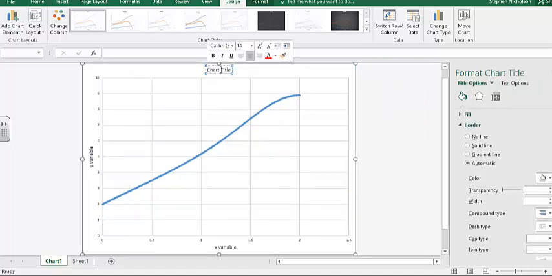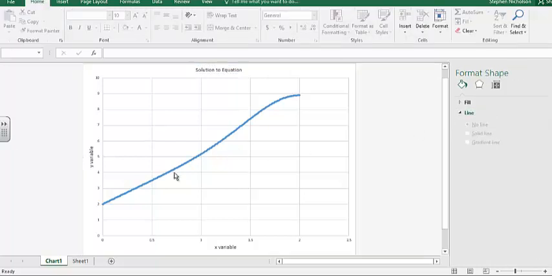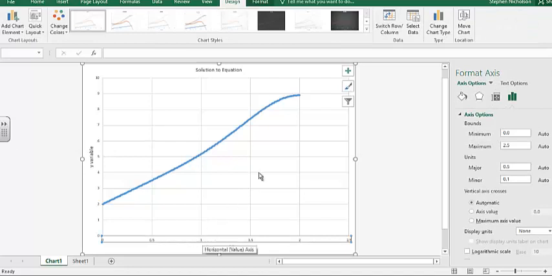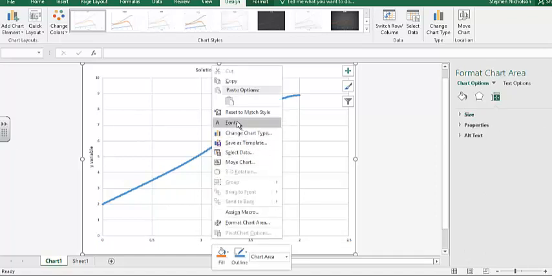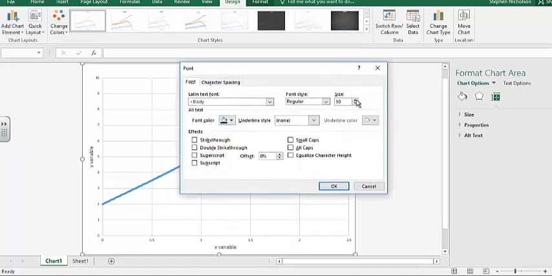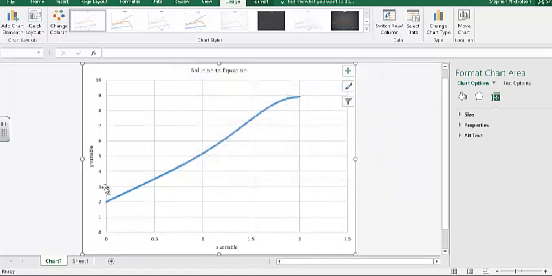And we could say solution to equation. And you can make the numbers bigger. So if you click on the numbers down here and then right click, oh, you can see here, well, if you right click it and choose font and then increase the font size to 14 again. So that makes those bigger, and you go over to the Y-axis and you can change those.